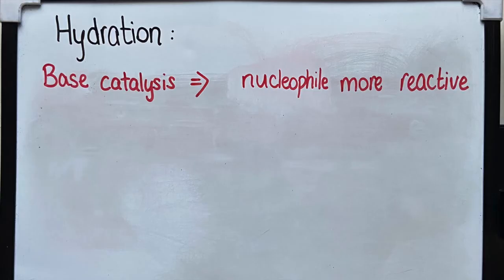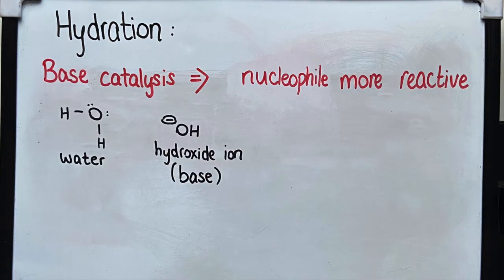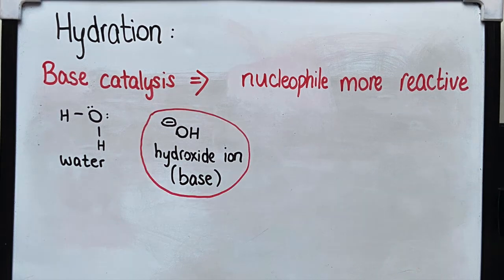Base catalysis, on the other hand, works by increasing the nucleophilicity of the nucleophile. If the hydration reaction is carried out with water and a base, such as sodium hydroxide for example, would the hydroxide ion or the water molecule be a better nucleophile? Of course, the hydroxide ion would be better because it has a formal negative charge and it is more electron rich.